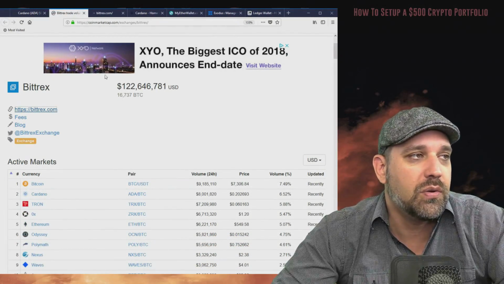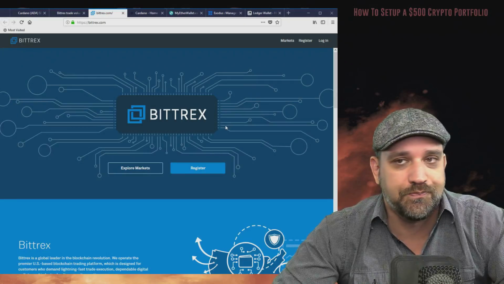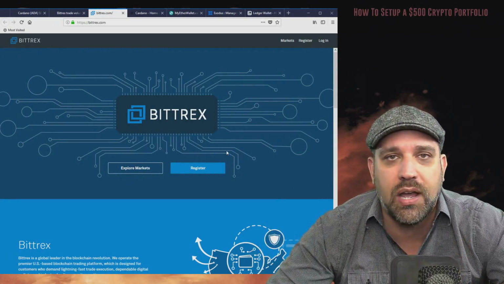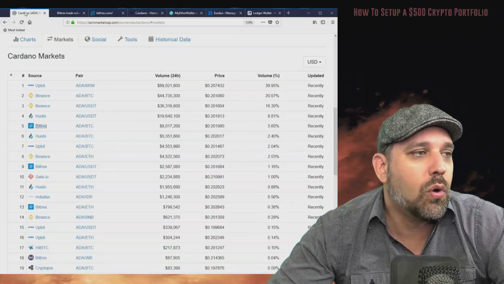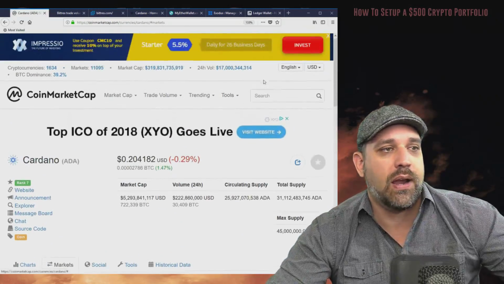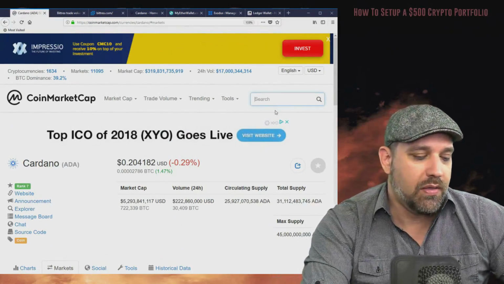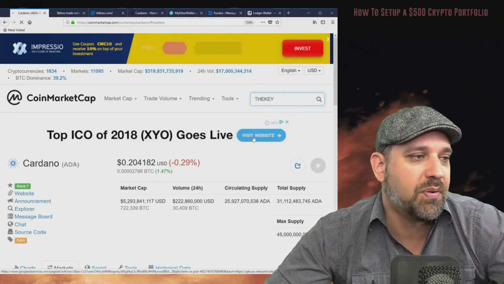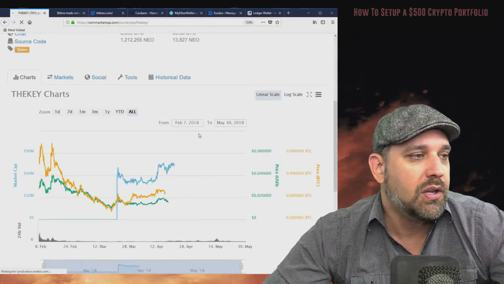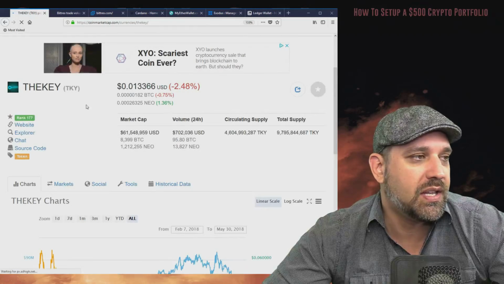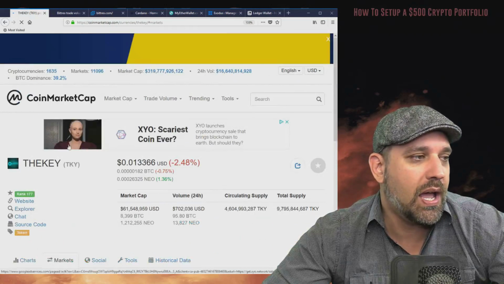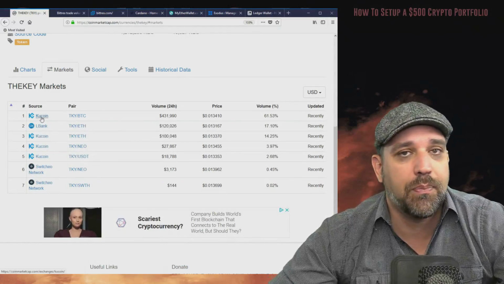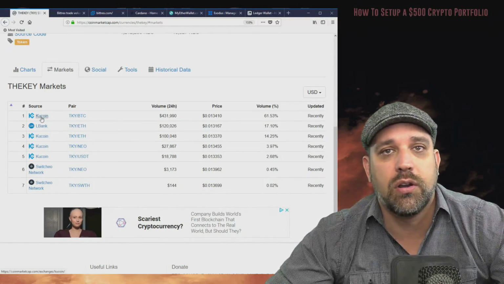Now, what you're going to want to do is set up your Bittrex account. All right, now this is hypothetically speaking, if you were to buy Cardano. Other coins you're going to have to get elsewhere. So, for example, The Key. Okay, let's say you wanted to get 2,500 The Key as part of your diversification. You're going to come here, you just punch in The Key, symbol is TKY, I click markets, and I know here that I will actually have to set up a KuCoin account in order to buy The Key.